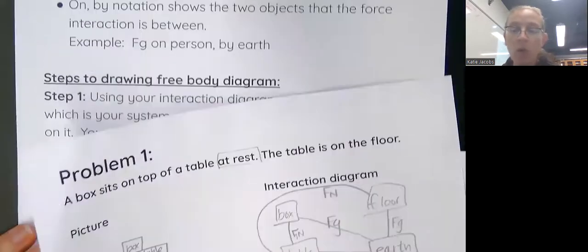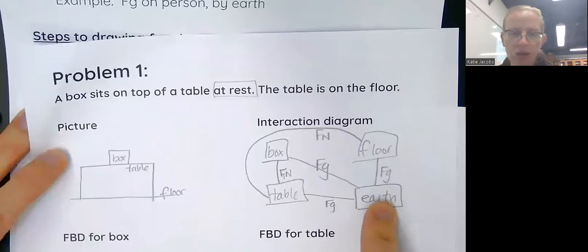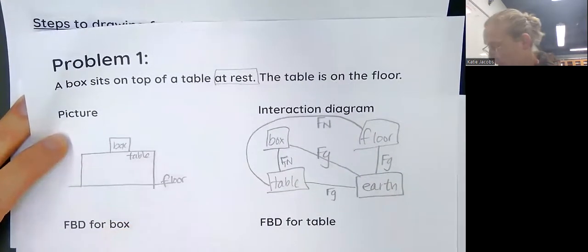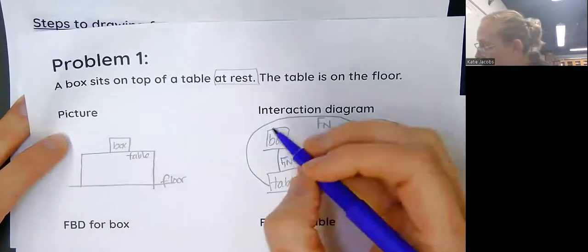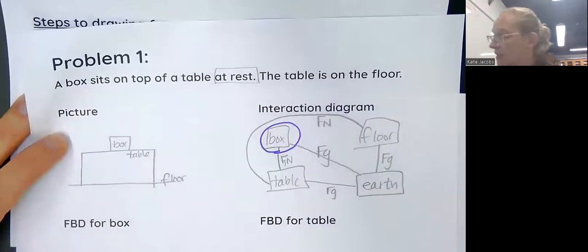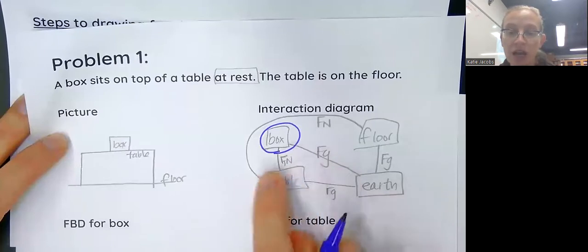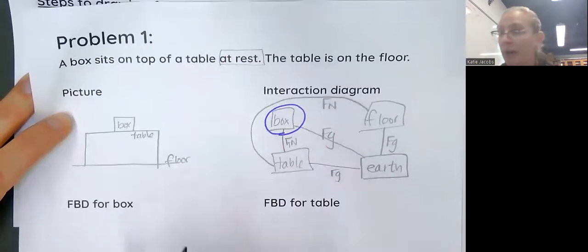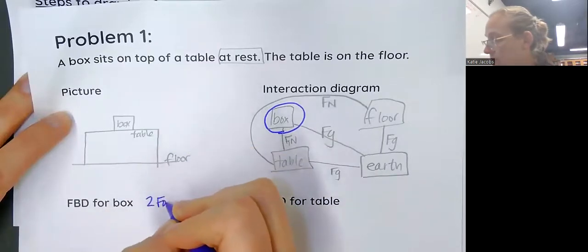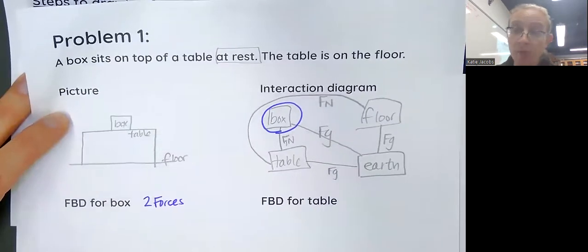This was our problem 1 from our interaction diagram tutorial, where we had the box, the table, and the floor. If I'm going to draw the free body diagram for the box, I'm going to circle the box and say that's my system, and I'm going to realize that there are two forces that are connected to it, Fg and Fn. So when I draw my free body diagram for my box, I'm only going to have two forces. One will be an Fg and one will be an Fn.